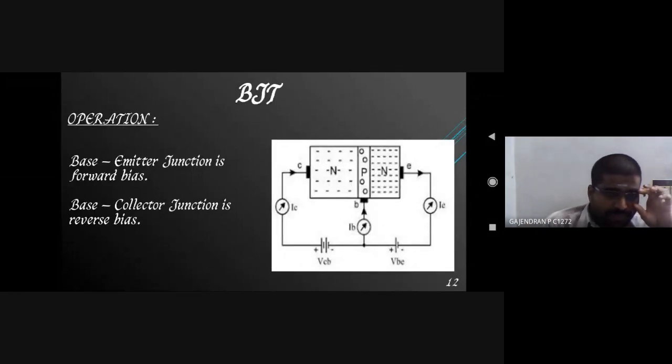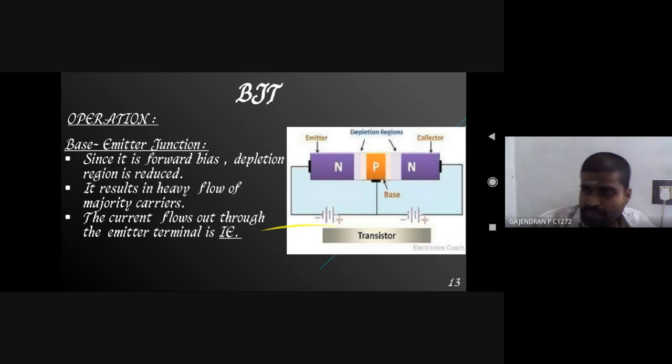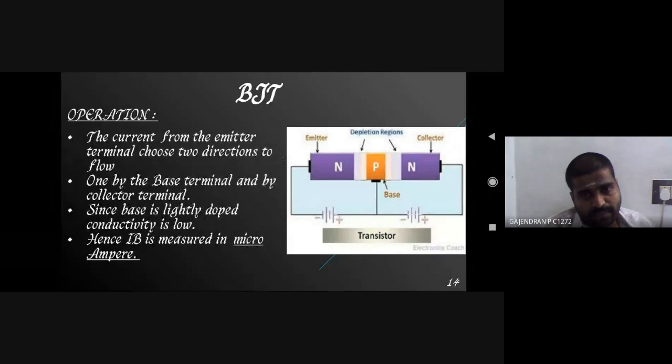In this, the base to emitter junction is forward biased and the base to collector junction is reverse biased. If we consider the base to emitter junction, the depletion region reduces. This results in the flow of majority carriers in abundance after the cut-in voltage. The current flowing through the emitter terminal is IE and the current flowing through the base terminal is IB. IB can be measured in microamperes.